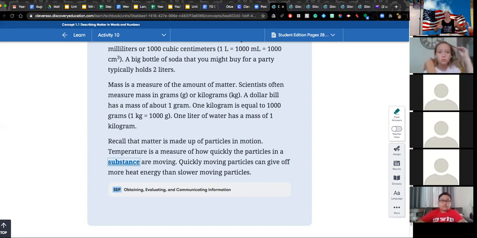Awesome. So remember, our volume is measured in liters. Our mass is measured in grams. And we're going to talk about this later in the school year too during math time. So, a little intro to it now. All right, somebody read me that last paragraph. Somebody who has not read.